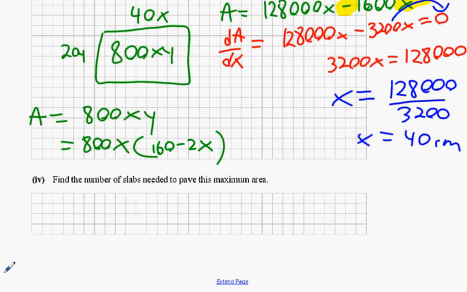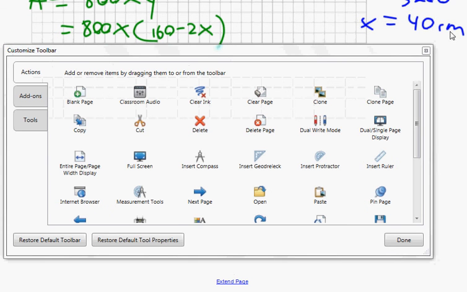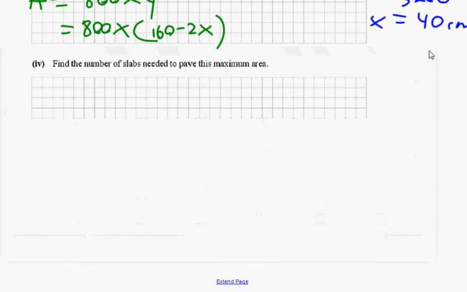Find the number of slabs needed to pave this maximum area. Ooh, that's tough. Number of slabs needed to pave this area. Okay, we can do it two ways, okay? I can show you now. Oh, sorry, x equals 40. X isn't a measurement, it's how many slabs you used along. X can't be 40 centimeters, by the way. X is just 40 because it represents how many slabs you fit across, right.